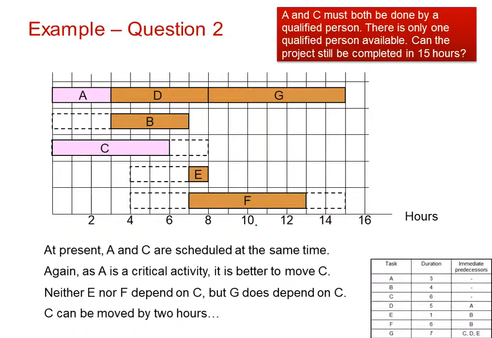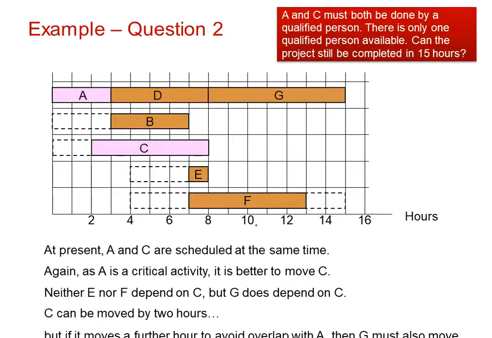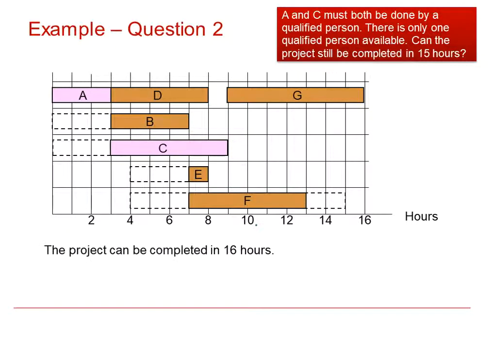Can C be moved by 2 hours? Yes, that's okay, but we need to move it a little bit more. But if we move it a further hour, to avoid the overlap with A, we need to move G as well. The project cannot be completed in 15 hours, but will now take 16 hours instead.